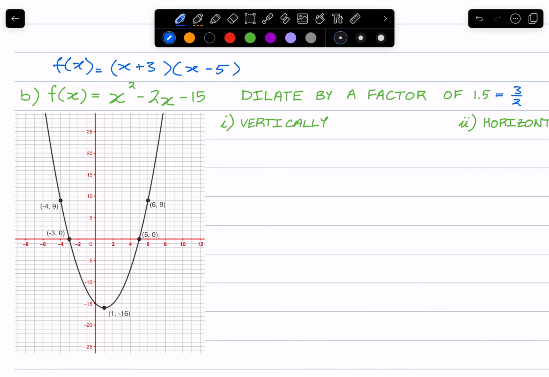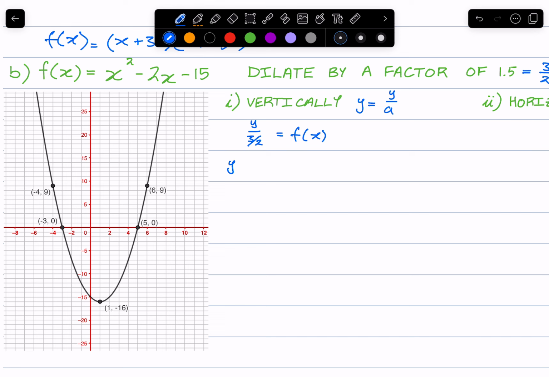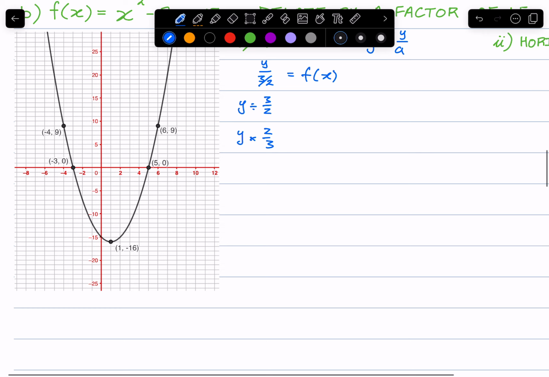So to dilate something vertically, we are replacing y with y over the factor. In this case, it's going to be y over 3 over 2 equals f of x. Since we have a fraction in the denominator, you can think of this as y divided by 3 over 2, which is y times 2 over 3. So this becomes 2y over 3 equals f of x.